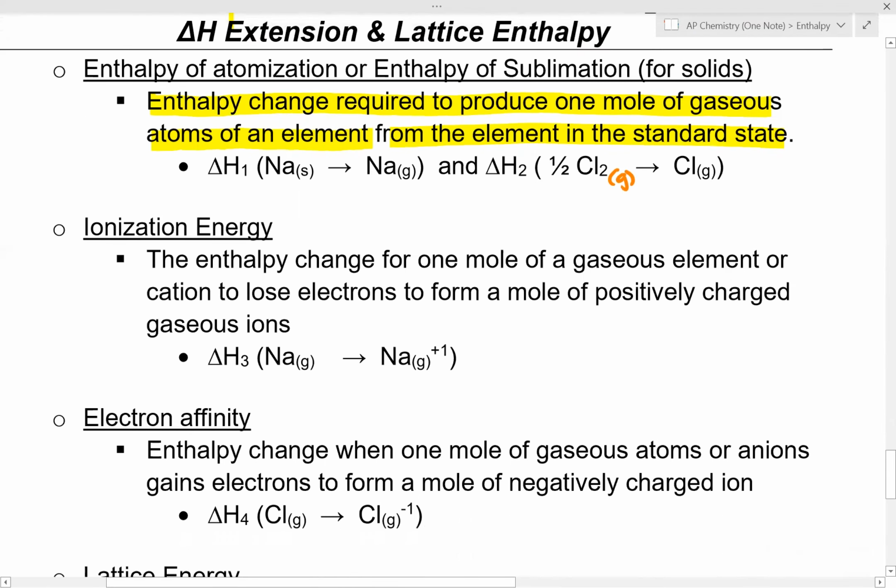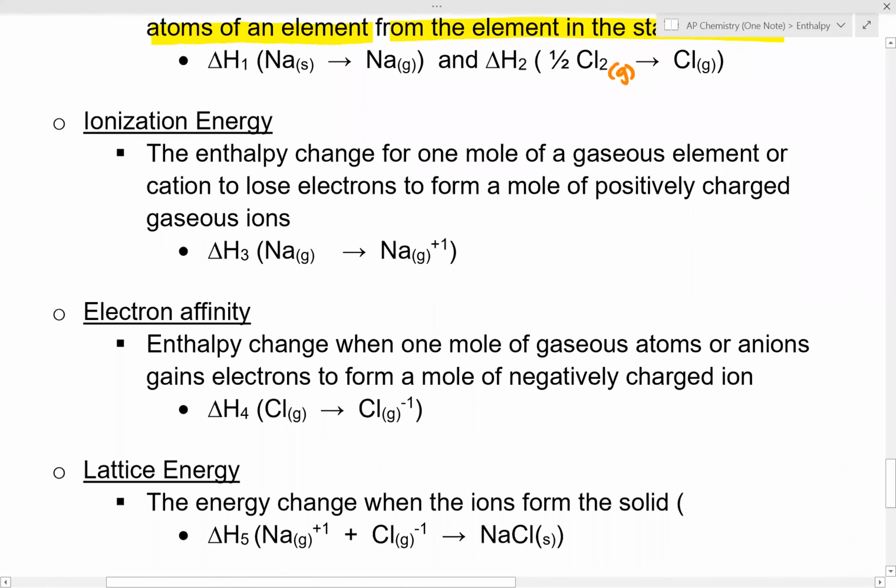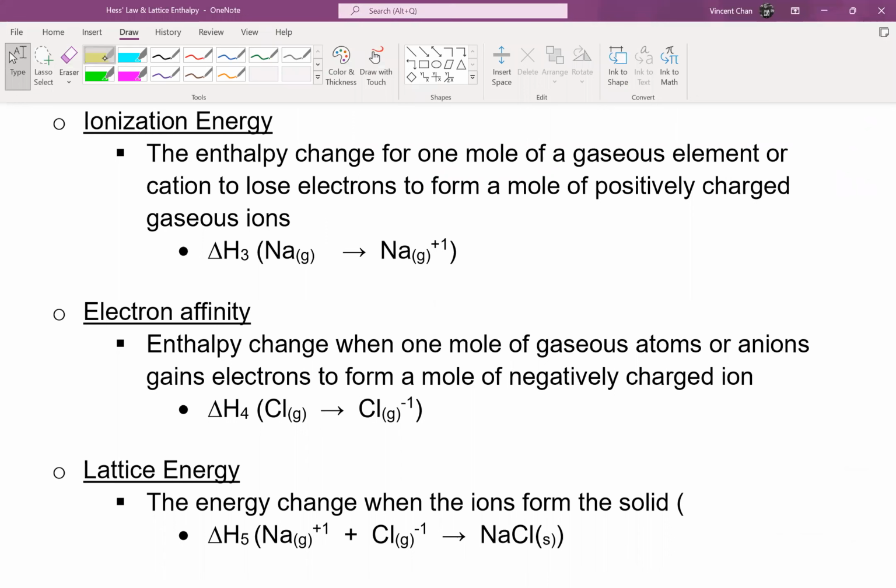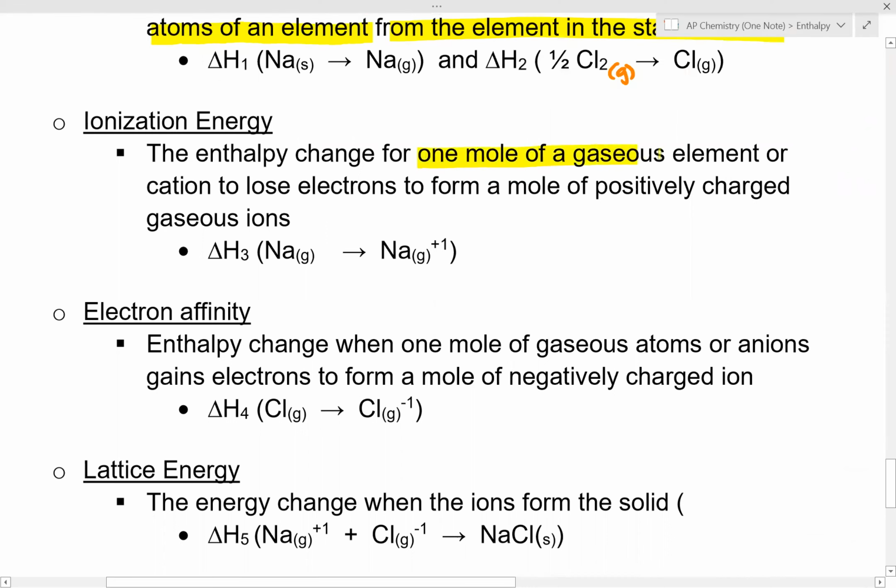Now, ionization energy, H3, is the enthalpy change for 1 mole of gas element or cation to lose electrons to form a mole of positively charged gas ion. So if you look back at the little scale there, you had sodium gas going to sodium gas ion.